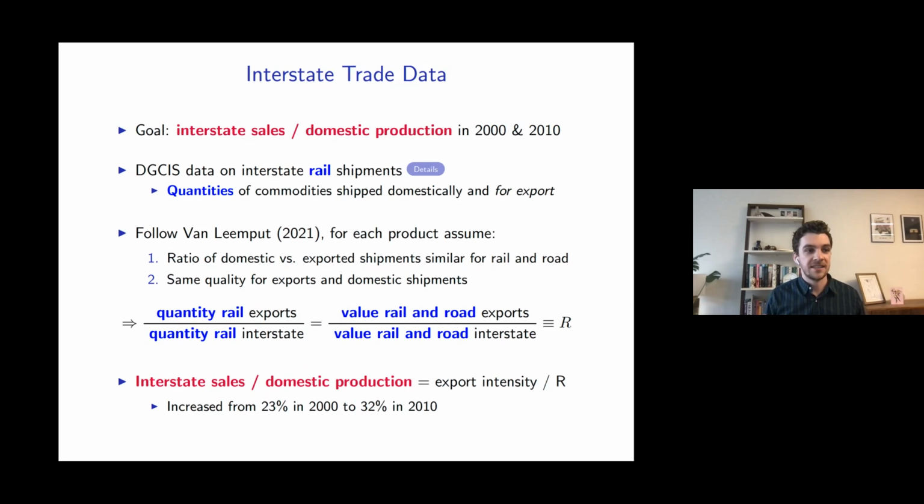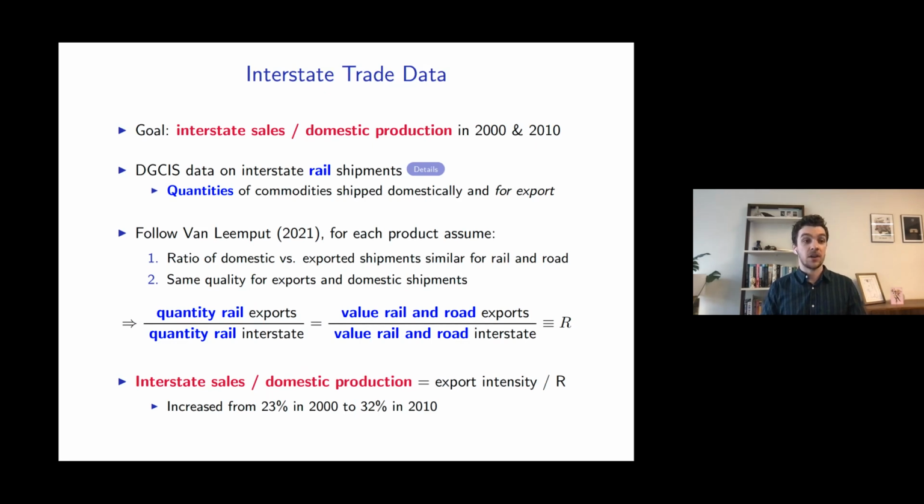So what we did is we digitized what's called DGCIS data, which provides data on interstate rail shipments in India over time. We digitized this for 2 years, 2000 and 2010. And there's 3 main features of this data to keep in mind. The first is that it only has rail shipments. It's got no shipments by road. And as I mentioned before, that's pretty important because this was a period in which a lot of highway infrastructure was developed.